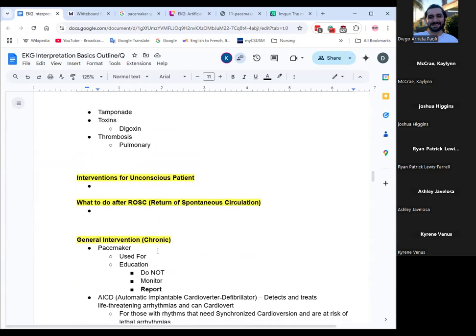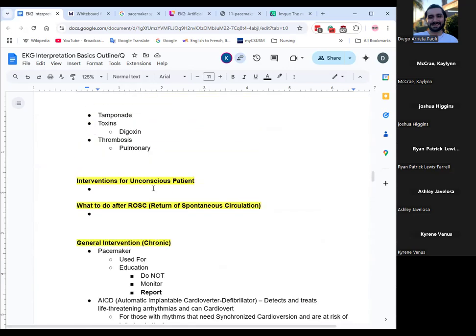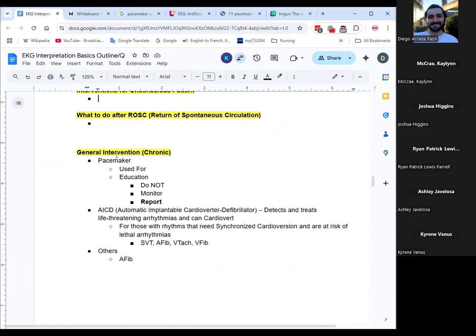Okay, so the last three things before we get into some questions: a review on the BLS, the ROSC, the return of spontaneous circulation and what to do, and some general education and information on pacemakers.